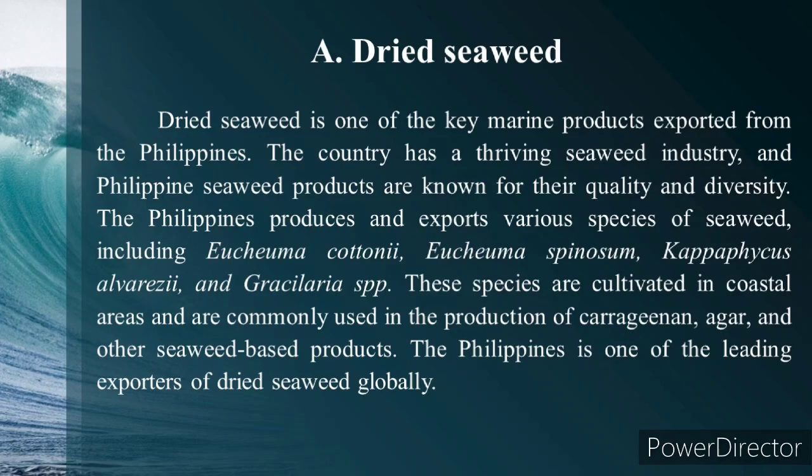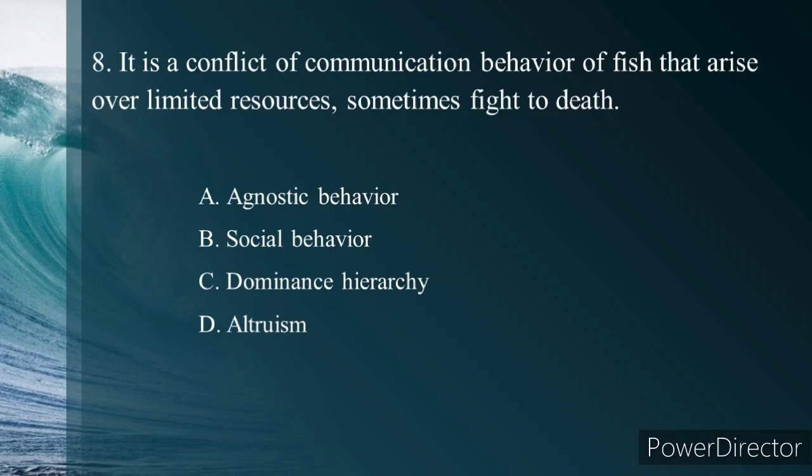Number 8. It is a conflict of communication behavior of fish that arises over limited resources, sometimes fighting to death. A. Agonistic behavior. B. Social behavior. C. Dominance hierarchy. D. Altruism. 1, 2, 3. The answer is A.